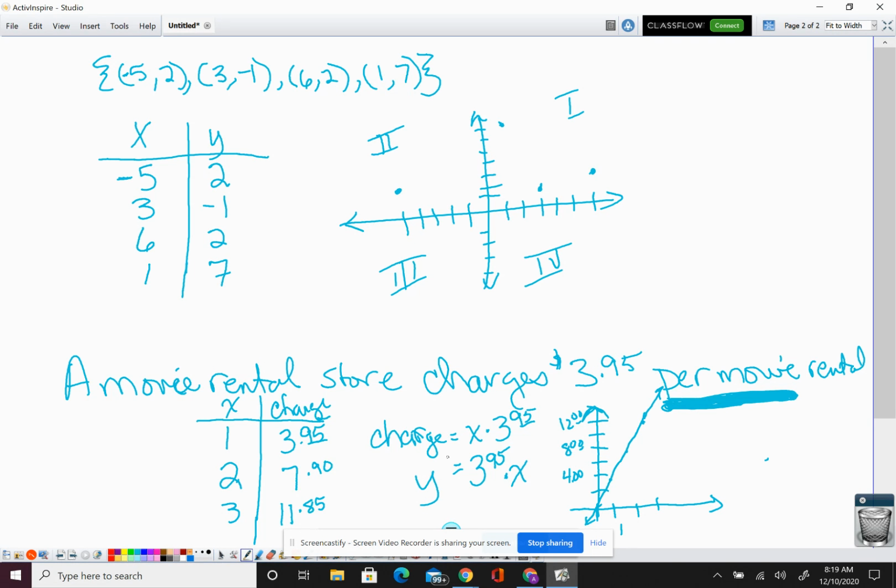So y equals 3.95x. $3.95 is our slope because it is right in front of the x. And we know that from last chapter.